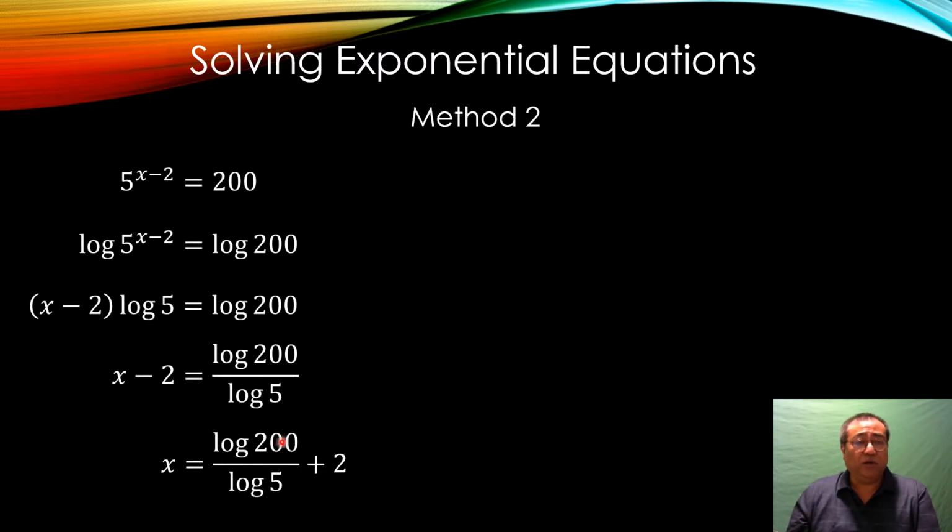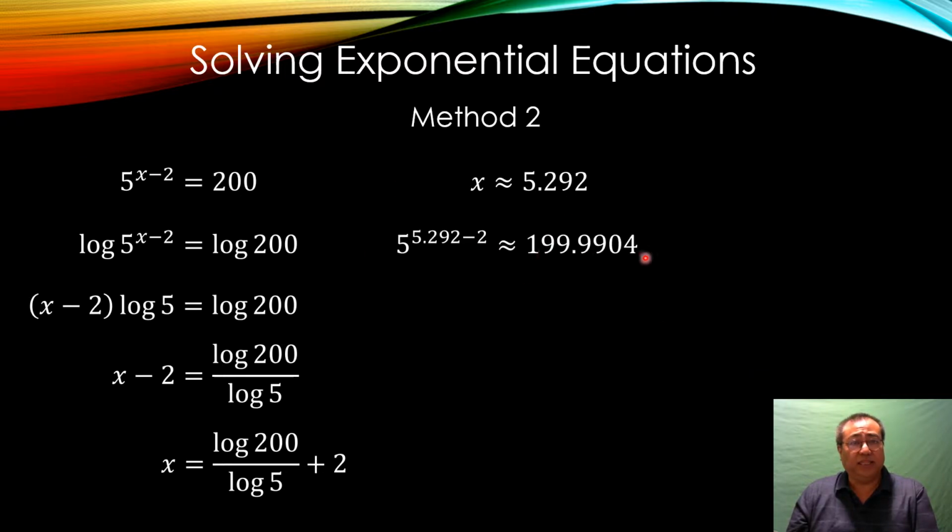At this point, we go to the calculator and just plug it in. Now we get a decimal approximation for it, and that's the best we can do for these types of problems. Even when we plug it in, we're going to get this value, 199.99, and that's close enough for us. If we need to get closer, we just use more decimal places.